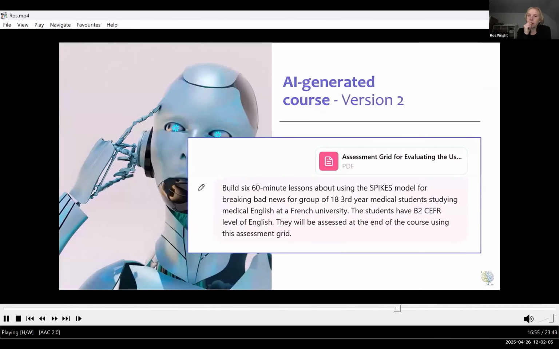Not to be deterred, I decided to have another attempt at creating a course using AI. This time I decided to reverse the process and start with the assessment grid ChatGPT had provided me during my first attempt. So I attached the PDF of the assessment grid and devised a similar prompt, making reference to the grid.